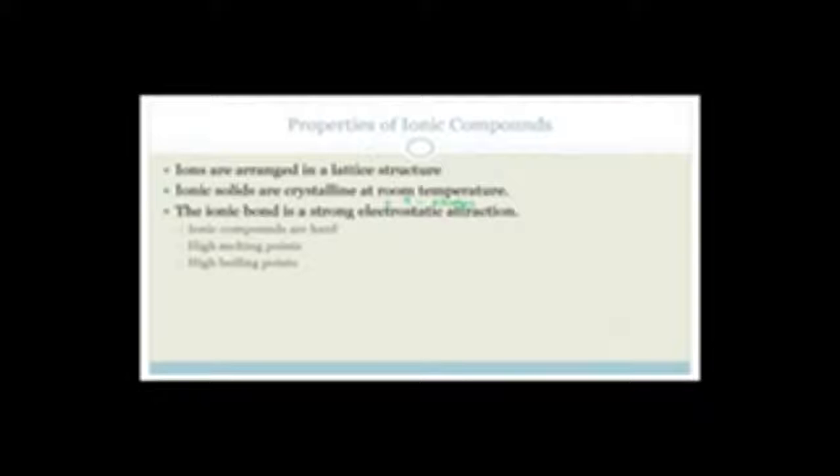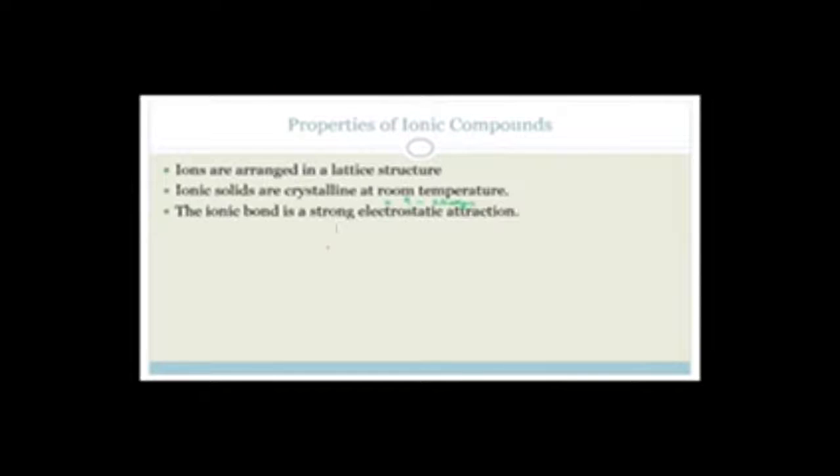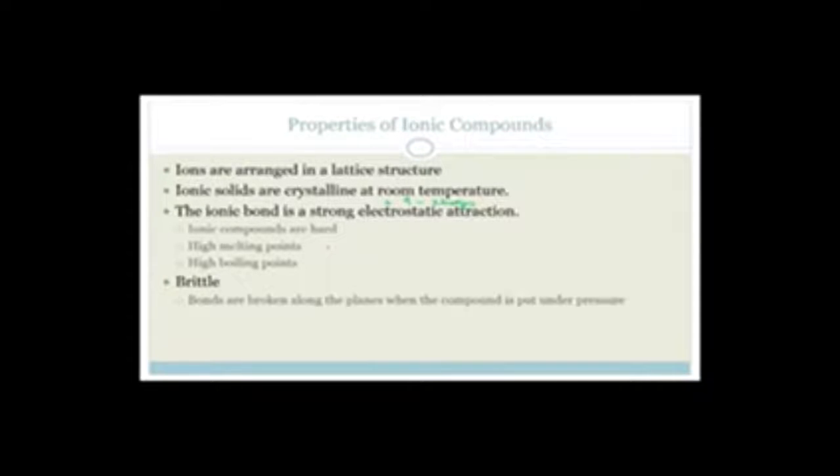And therefore, they've also got high boiling points, and they're brittle because they can break along the surface. The same reason that they have these beautiful sheer crystalline structures means that they can break along a specific line. They're not bendy, they're going to break along a specific line. So for example, they could break along that line over there. Okay, so that plane. Okay, so what else? The bonds are broken along the planes when the compound is under pressure.